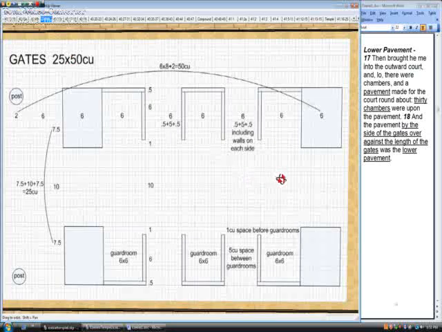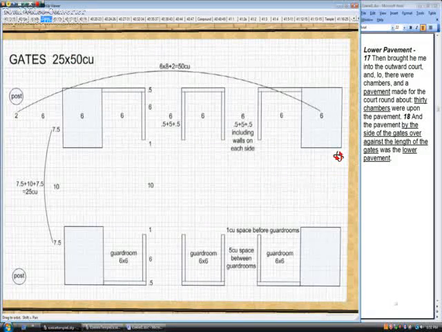Here's a diagram of the gates. We have 6 cubits for the threshold, 6 for the guard rooms, 5 for the spaces, but when you add on the 2 half-cubit walls, it comes out to 6, so it's easy to add up the length. We have 8 sixes is 48 plus 2 is 50.